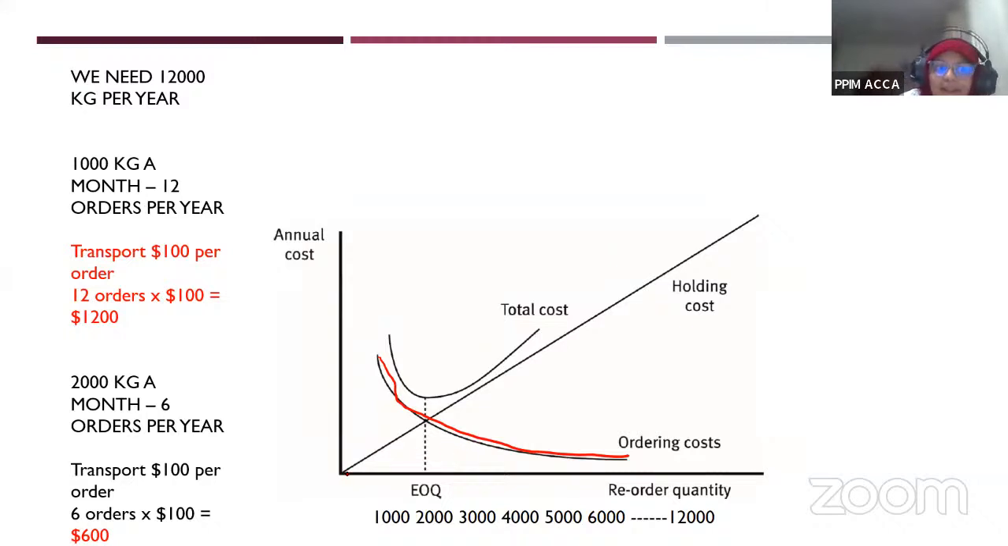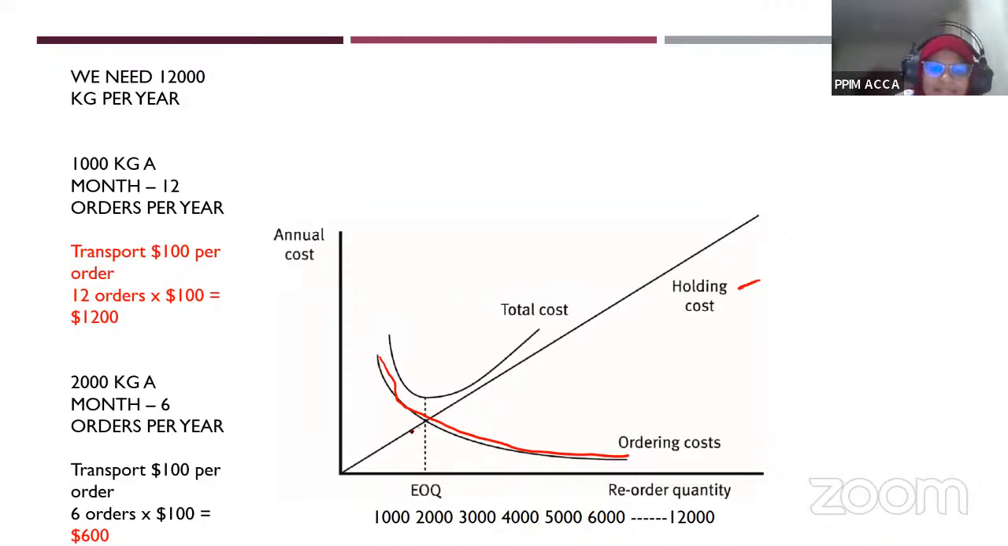But as the order quantity increases, what will happen? We might need another warehouse because now we are going to get more products at the same time. So maybe the warehouse is not enough. So you have to rent another warehouse. Rent cost might increase. Holding cost might increase. Insurance might increase. So when the quantity increases, the holding cost will look like this. It will keep on increasing. Ordering cost will reduce, but holding cost will increase.